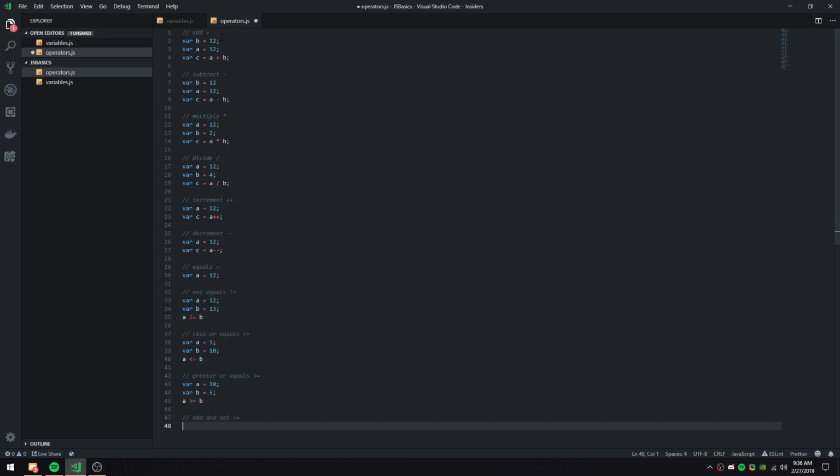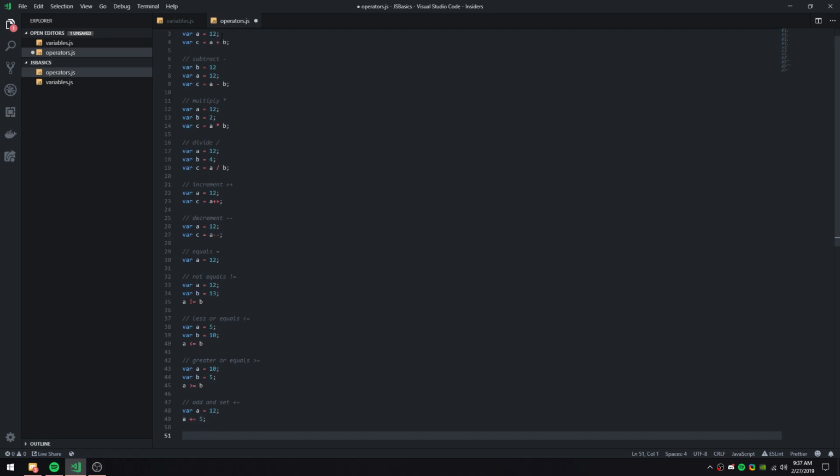Now, we have add and set. This is probably one of the more complicated ones, in my opinion. So we have var a, which is equal to 12. What we can do is a plus equals 5. And what add and set does, or plus equals, is essentially add to the variable without needing to do much else. You just do plus equals and then a number or anything like that. That's basically what that does.